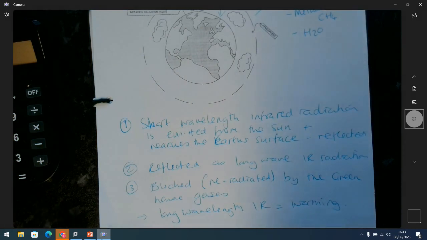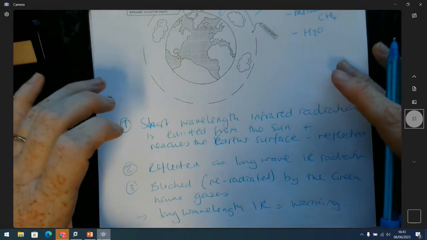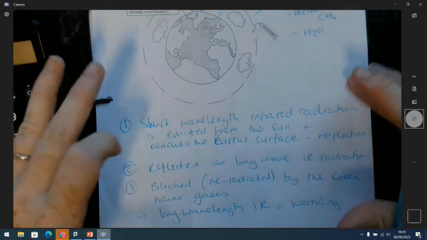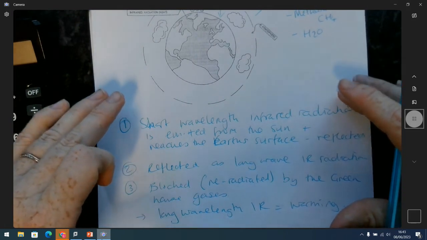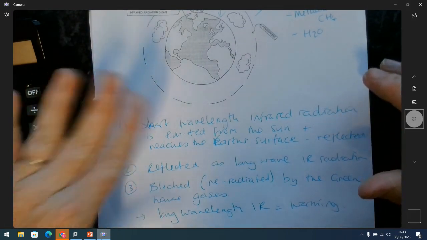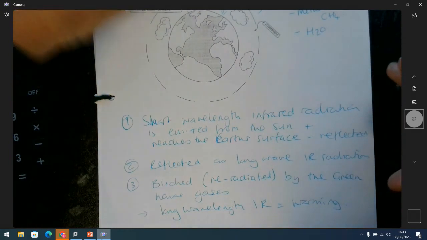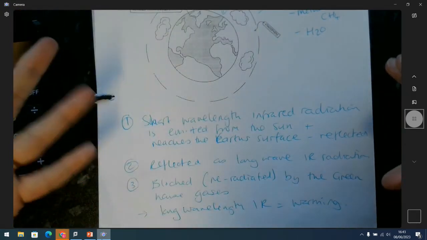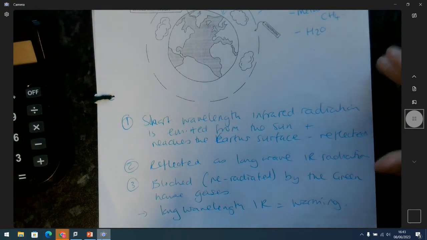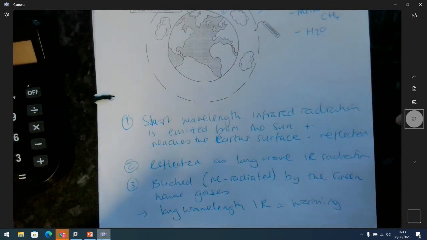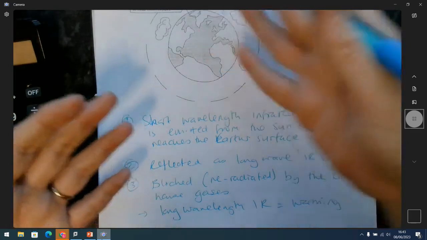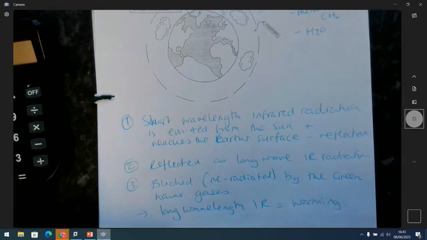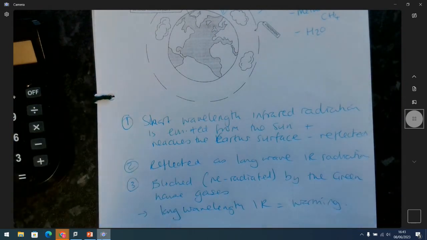So types of questions, I've seen it be a 4-marker on a higher tier paper. I've seen it be a tick box question on a foundation tier paper. It's knowing that short comes first, so short wavelengths go in, they then get reflected as long. Short wavelengths can pass through the greenhouse gases, whereas longer wavelengths are re-radiated back down towards the Earth. In fact, it's in all directions, and that's what then causes the warming effect.